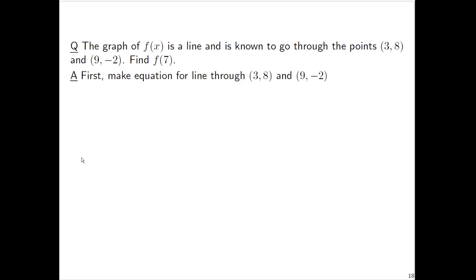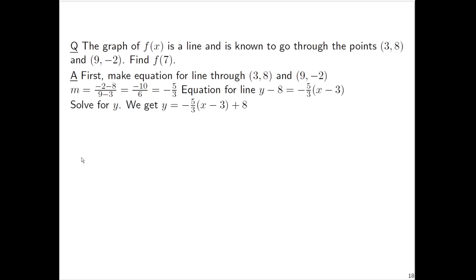So first, let's make an equation for the line going through the 2 given points. So compute a slope, and an equation for the line would be y minus 8 equals -5/3 times the quantity x minus 3. Okay, let's, though we didn't do this last time, let's actually solve for y. So we just need to add 8 to both sides, and you get y equals -5/3 times the quantity x minus 3, then outside of parentheses plus 8.